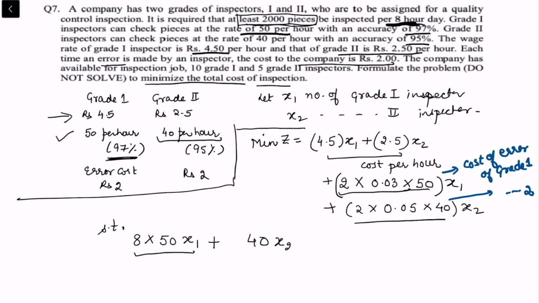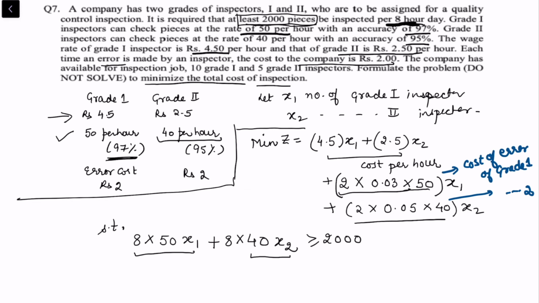So x2 is the number of grade 2 inspectors. This many pieces will be checked per hour, and then we are checking it for 8 hours. That means we are multiplying by 8. This should be greater than or equal to 2000.